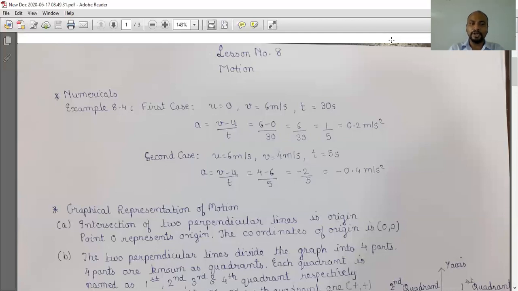First case, you are told that the body is in a stationary state. Stationary state means the velocity of the body will be 0. So u, the initial velocity, is 0. Whereas it attains a velocity of 6 meter per second; that is your final velocity. It attains this velocity within 30 seconds. So the formula of acceleration for the first case is v minus u upon t. That is 6 minus 0 upon 30, that is 6 upon 30, 1 by 5, that is 0.2 meter per second square. Meter per second square is the unit of acceleration.